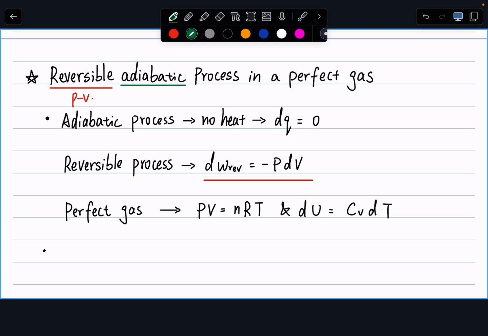Adiabatic is the word that we use whenever there's no exchange of heat between your system and surroundings. So an adiabatic process, by definition, has no heat transfer. So dQ equals 0, and consequently, your overall heat transfer also equals 0. And when we have a perfect gas or ideal gas, what we're saying is PV equals nRT. Your internal energy is only a function of temperature, or you can write dU equals Cv dT.